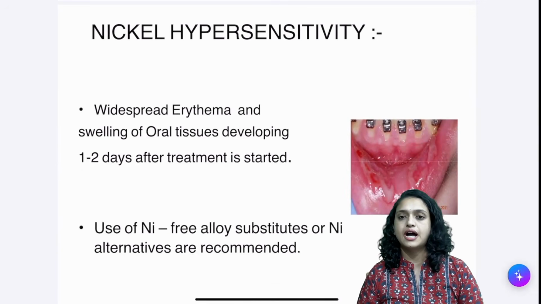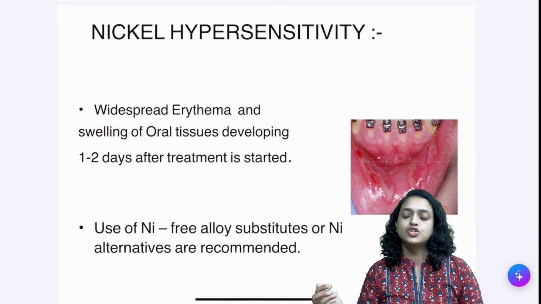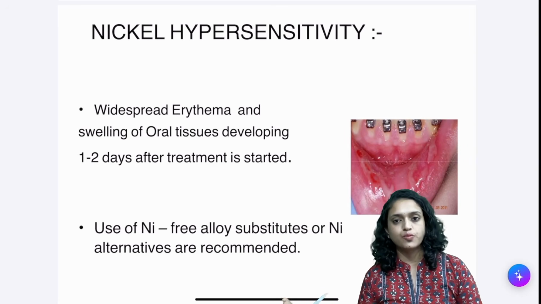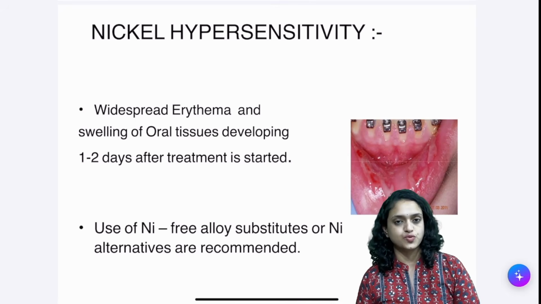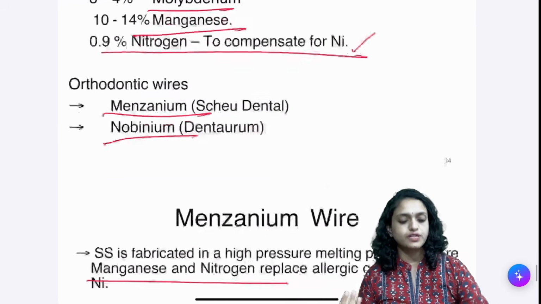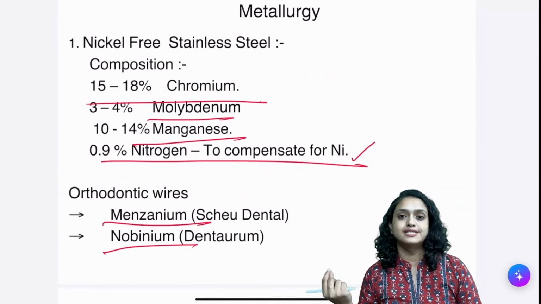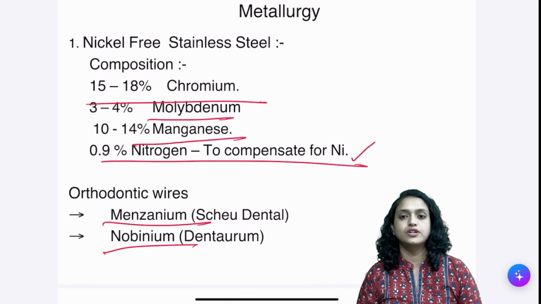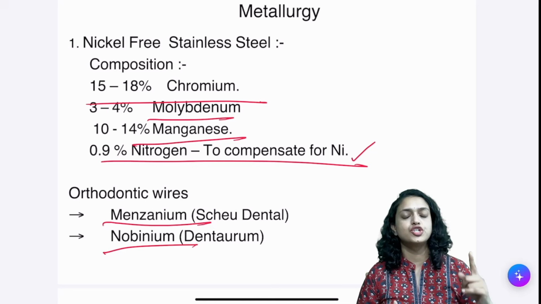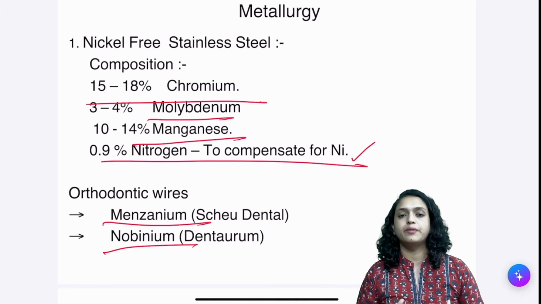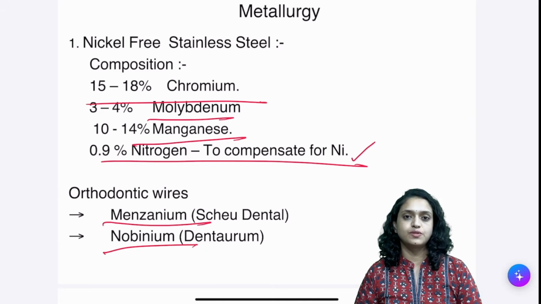So these can be asked as a one mark question. A patient comes with nickel allergy, what type of material can be used? You can use any of these materials: nickel free stainless steel, or you can use ceramic wires, composite wires, coated Teflon wires, and there are other types of wires called titanium molybdenum wires, gold wires. All these can be a replacement for stainless steel wires.